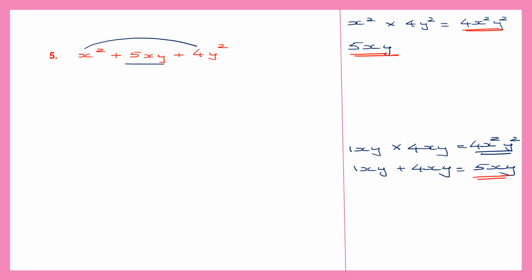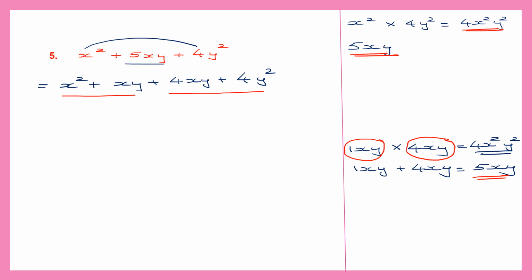So what will my middle terms be now? 1xy and 4xy. So let's split the middle term. So here let's write this: x square plus 1xy means xy itself, plus 4xy plus 4y square. Now let's group the first two terms and the next two terms. Next step, take out the common factor.